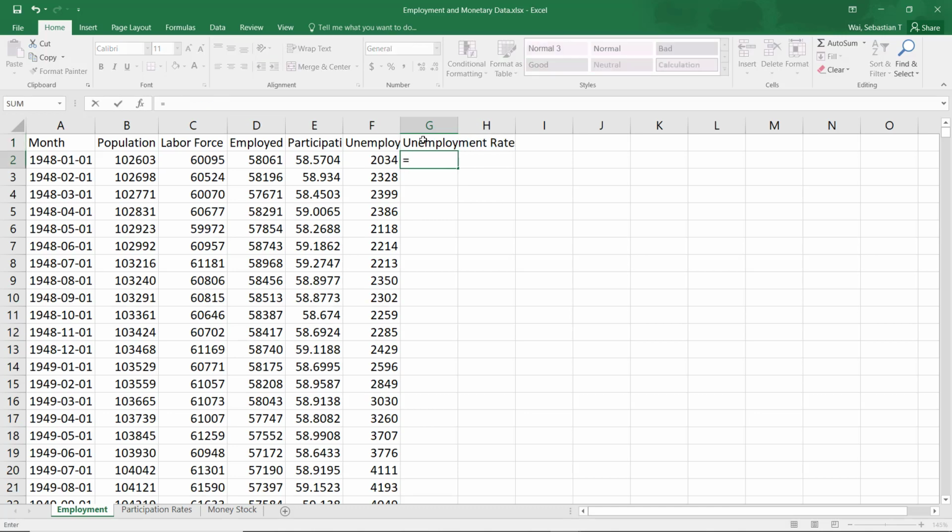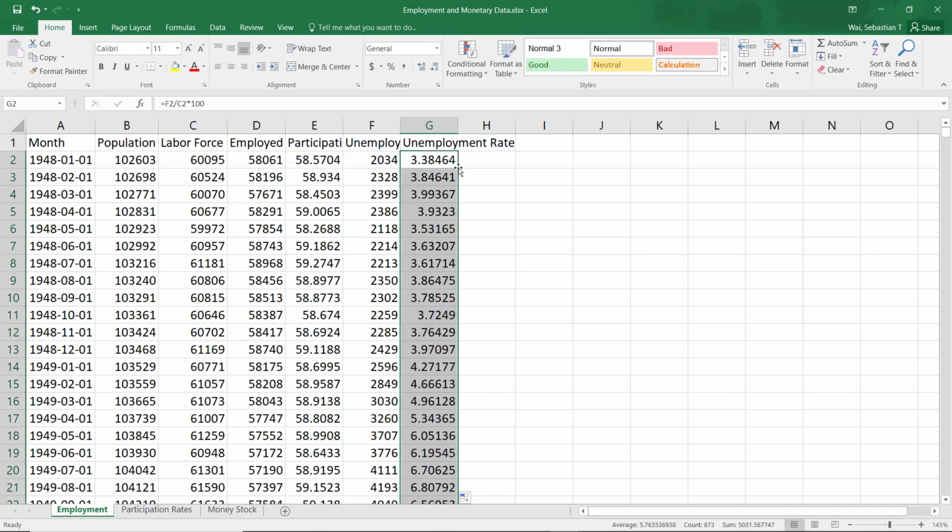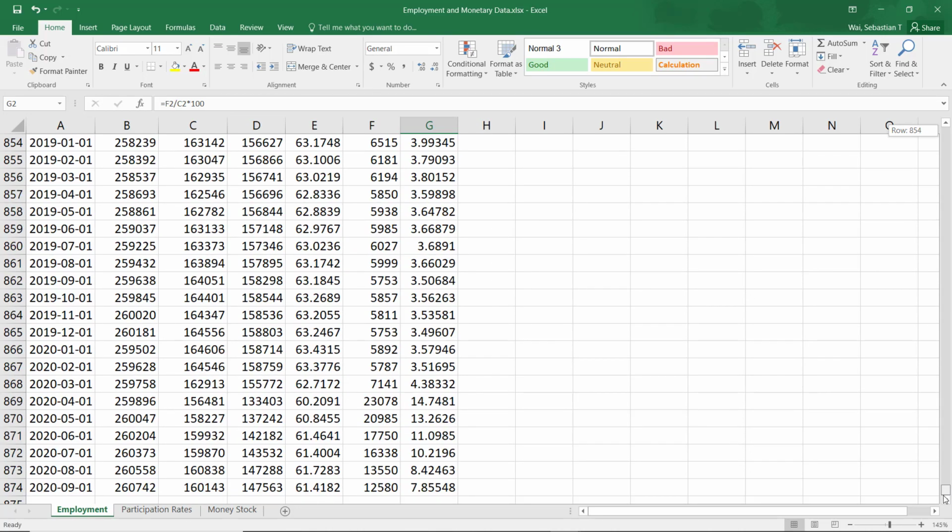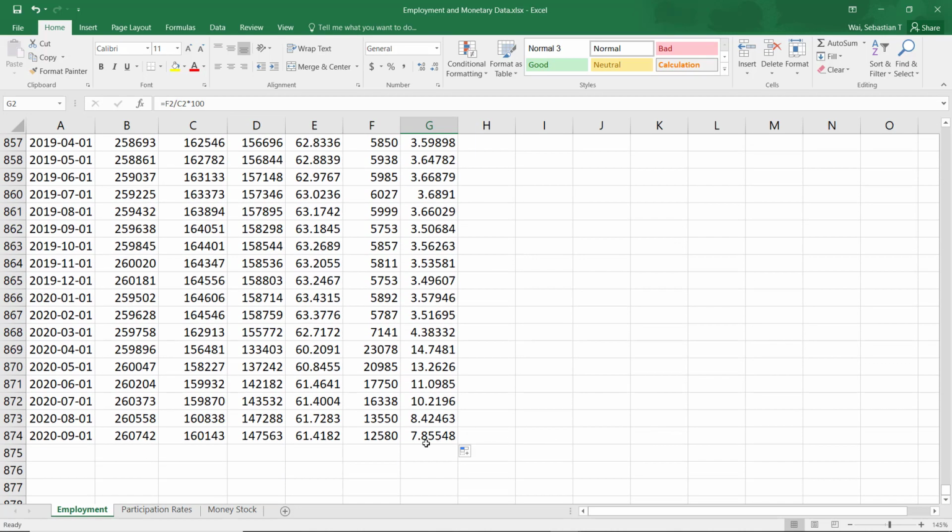To do that, we are going to take the total unemployed, divide by the labor force, and multiply by 100%. We'll copy that all the way down. So, for example, in January 1948, the unemployment rate was about 3.4%. Let's go all the way down to the bottom and look at our most recent figure, which is September of 2020, where it is about 7.8%.